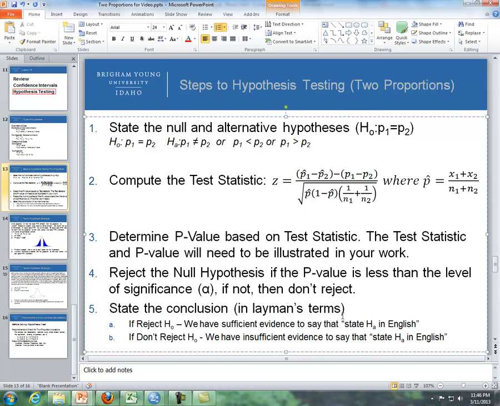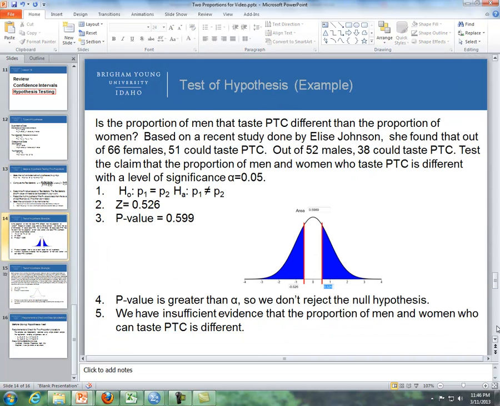Okay, and so like I said before, in step 4, we always refer to the null hypothesis, and in the last step we refer to the alternative hypothesis. Okay, so let's go through a couple of examples here.